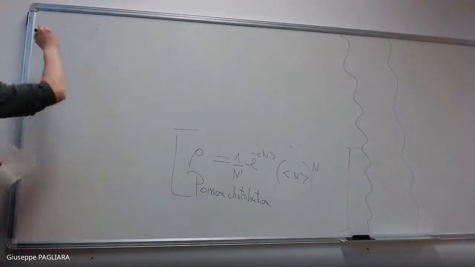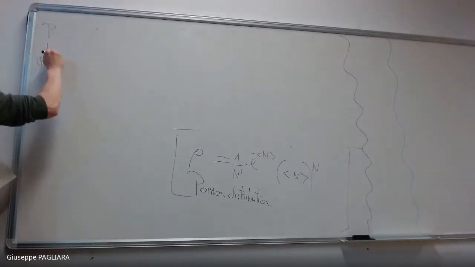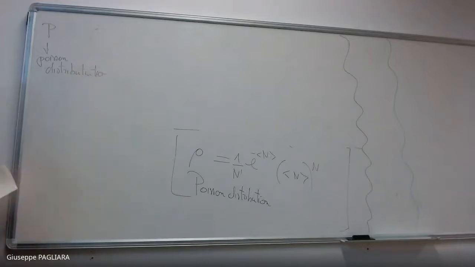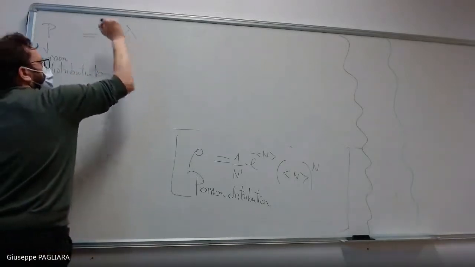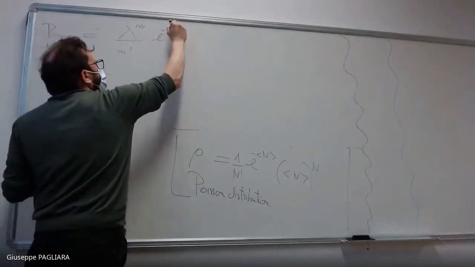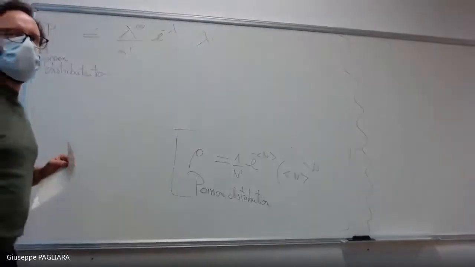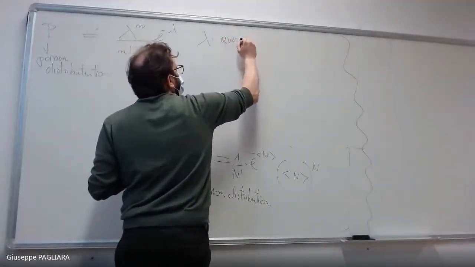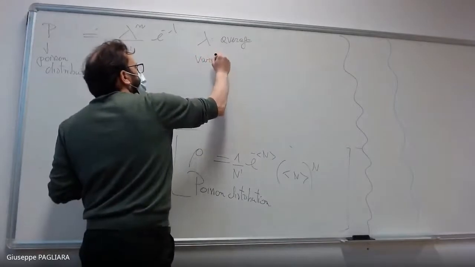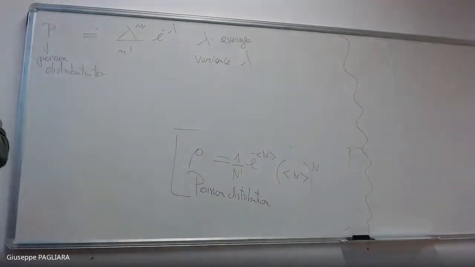Let me write the general formula. The Poisson distribution P is equal to lambda to the power of n divided by n factorial, times e to the minus lambda, where lambda is the average of the distribution, and the variance for a Poisson distribution is also equal to lambda. These are results of probability theory that you might remember from the first year; otherwise you can have a look, or you can try to prove it.